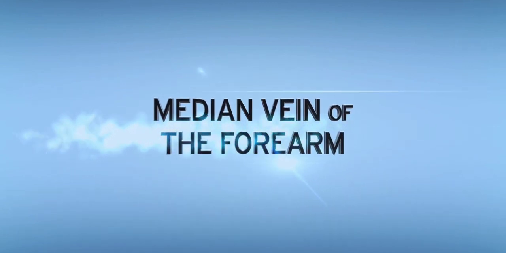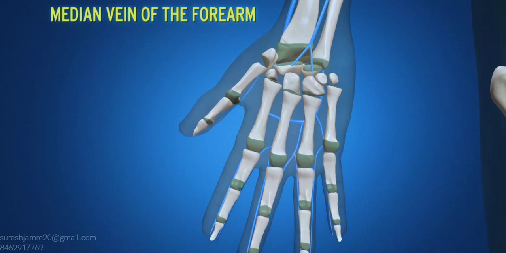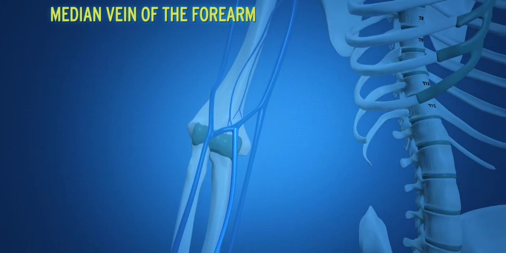Median vein of the forearm. Median vein of the forearm begins from the palmar venous network and ends in any one of the veins in front of the elbow, mostly in the median cubital vein.